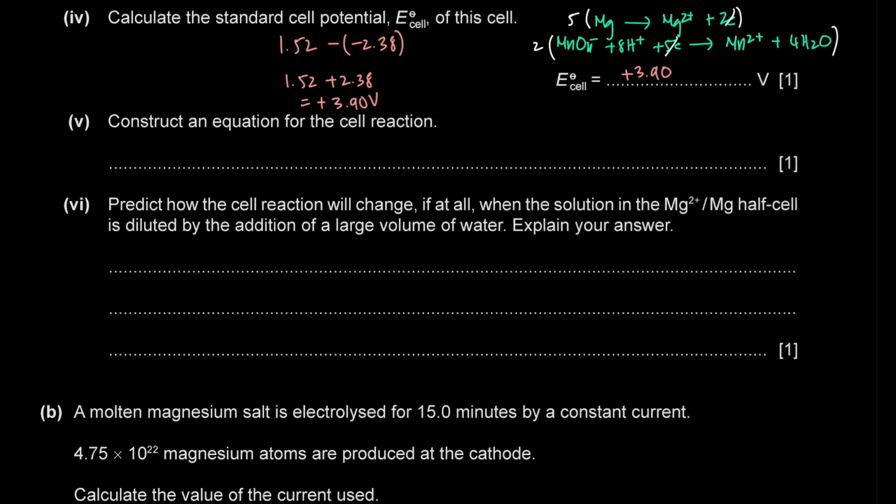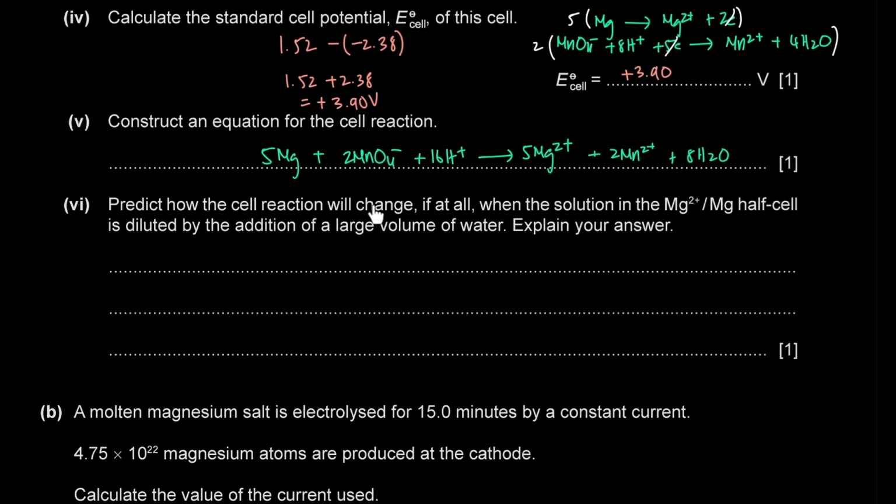So we have 5 Mg plus 2 MnO4- plus 16H+ gives us 5 Mg2+, and then we have 2 Mn2+ and 8 H2O, since 4 times 2 is 8.